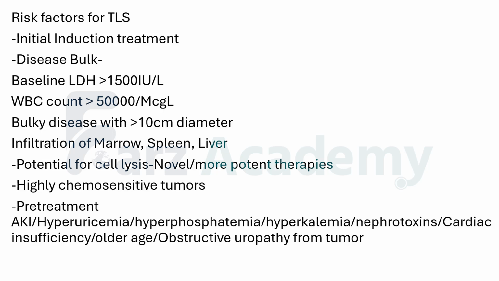Also, before the treatment, if the patient has underlying AKI, like in our case, because of CA prostate he already has some obstructive uropathy and AKI. Hyperuricemia, because of the underlying kidney condition or maybe gout. Hyperphosphatemia, hyperkalemia, underlying nephrotoxins. Maybe the patient is on NSAIDs or some nephrotoxic immunosuppressants. Cardiac insufficiency, maybe the patient has heart failure, IHD status, older age, obstructive uropathy. All these are risk factors to develop TLS.